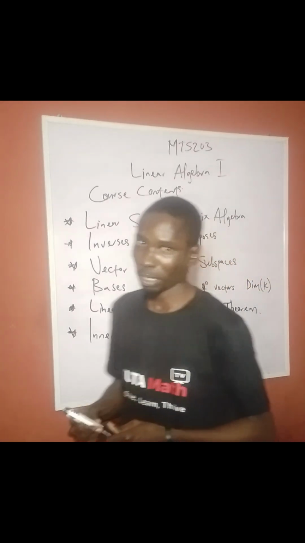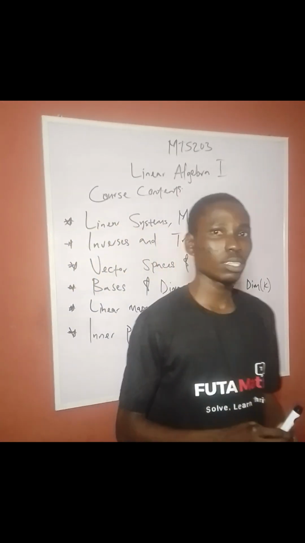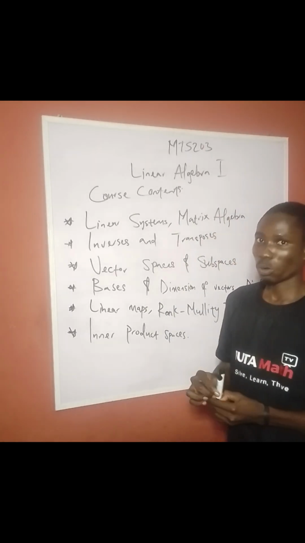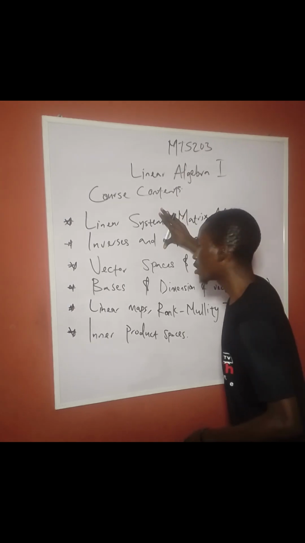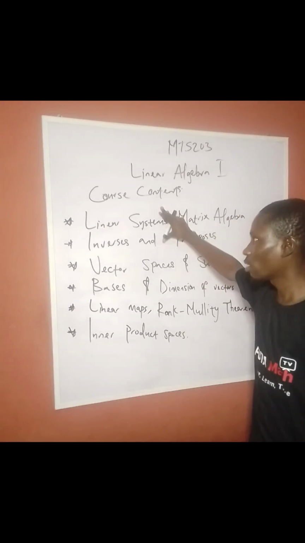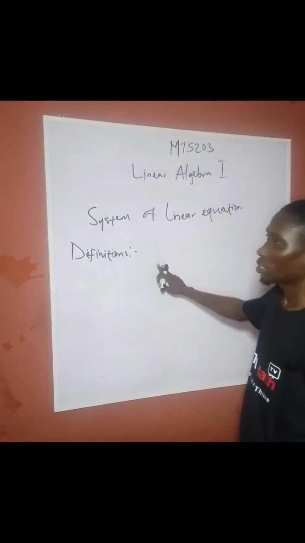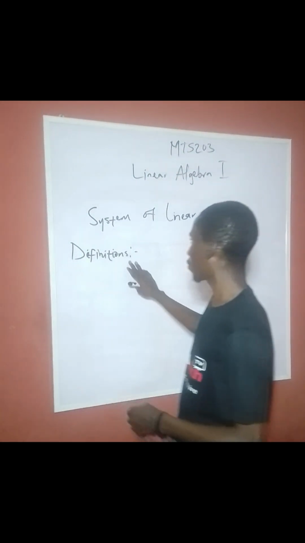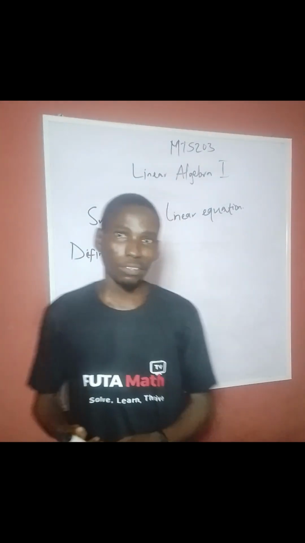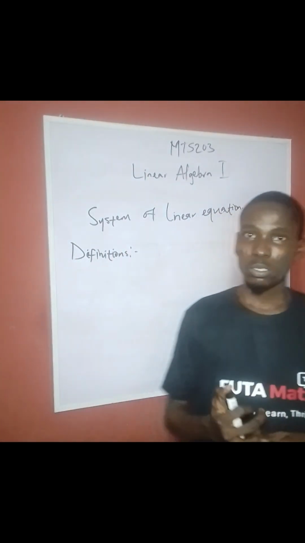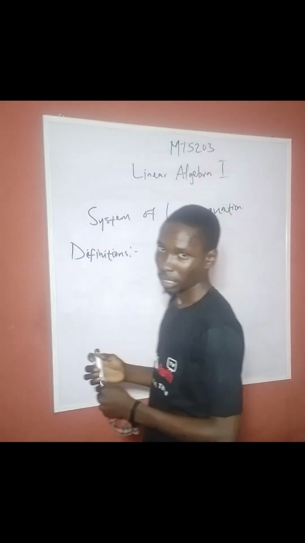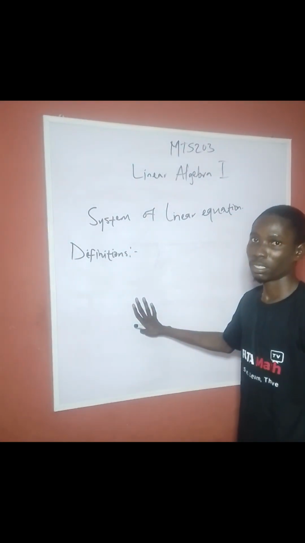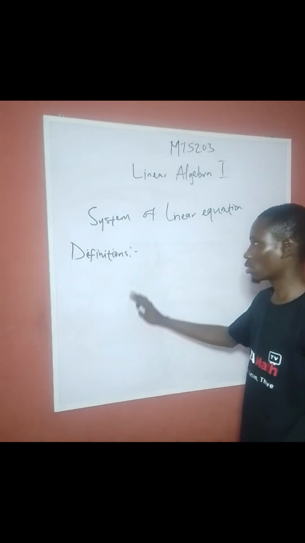What's a linear system? You can also call it a system of linear equations. It's just a combination of two or more equations. The definition is a combination of equations with one or more variables in them, and the equations must be two or more.